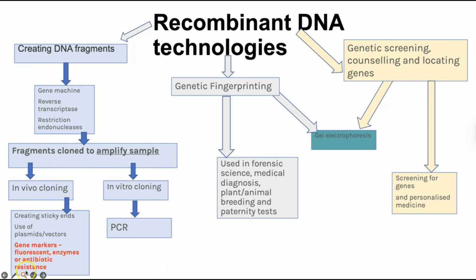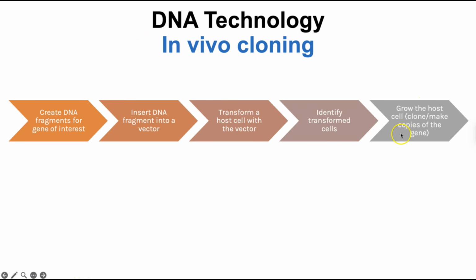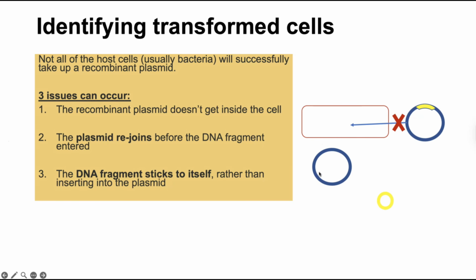So we've now cloned it, but before we grow that bacteria, we have to make sure we are only growing the bacteria that has definitely taken up the recombinant plasmid. That's what we mean by identifying transformed cells. A transformed cell is a cell that has taken up the recombinant plasmid. Recombinant means recombined. It's made up of two different types of DNA.